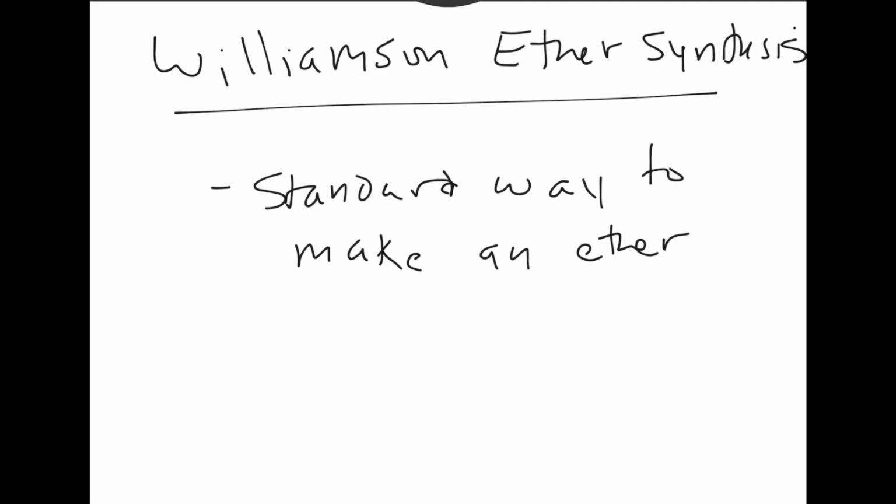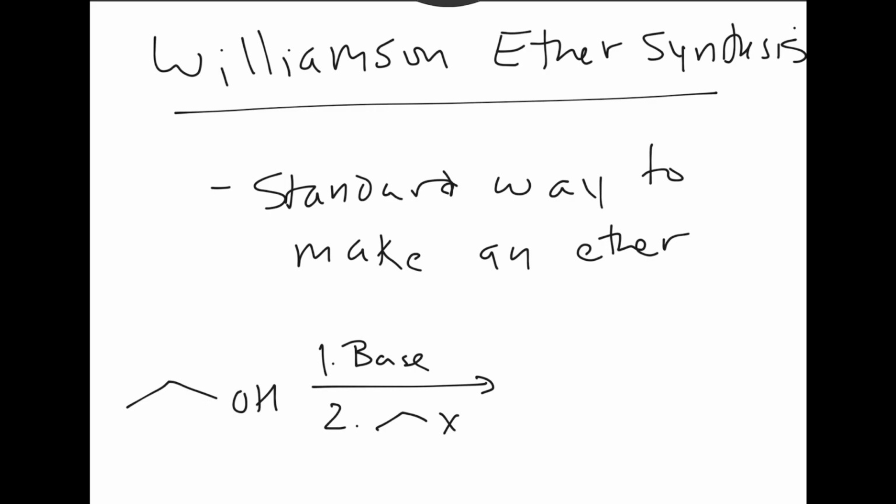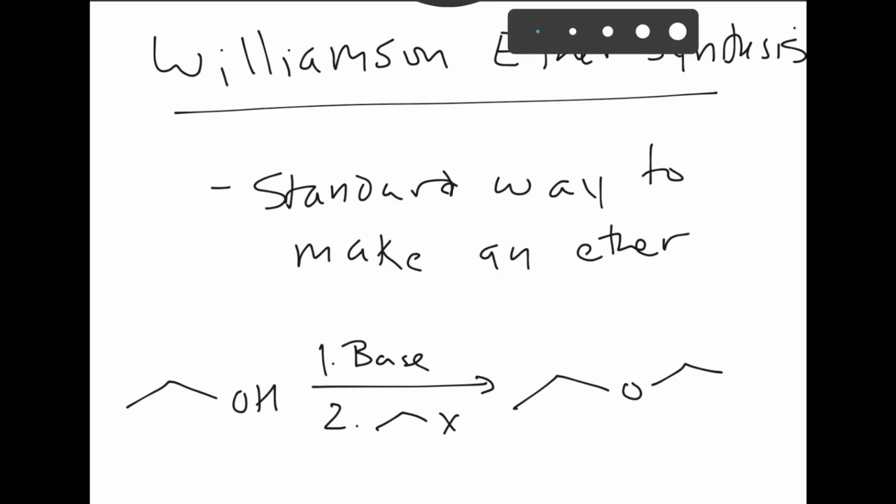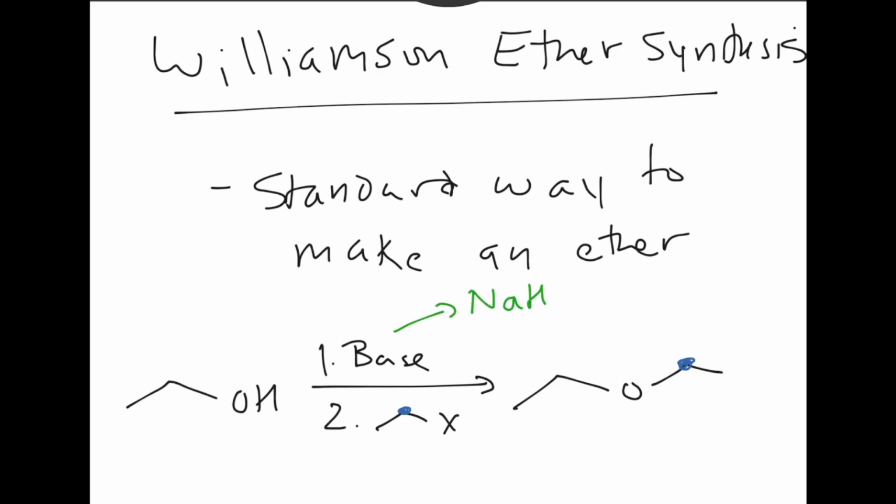So you take an alcohol, you react it with a base, and then an alkyl halide, and you make an ether. So this carbon here is that carbon there. So our base, we have two options for this. We have sodium hydride, which is like a legit base. And then the other one is to just treat the alcohol with just sodium metal.